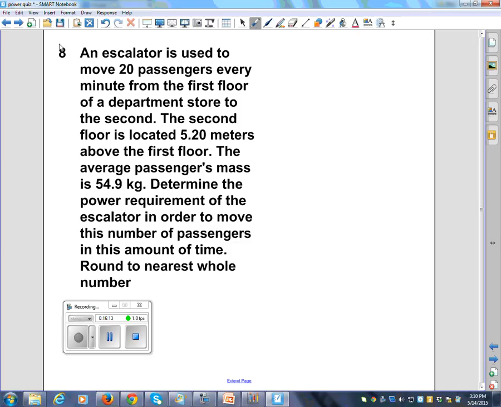An escalator used to move 20 passengers every minute from the first floor to the second, 5.2 meters above the first floor. The average passenger's mass is 54.9 kilograms, and we've got 20 of them, right? So mass is going to be 20 times 54.9. Someone help me out. 1,098, right?